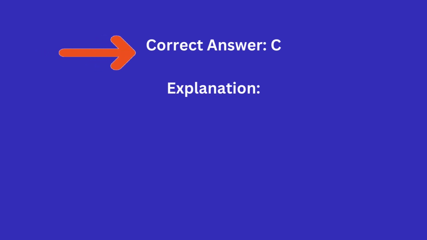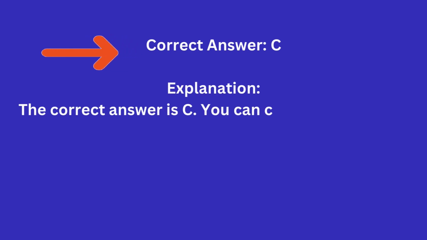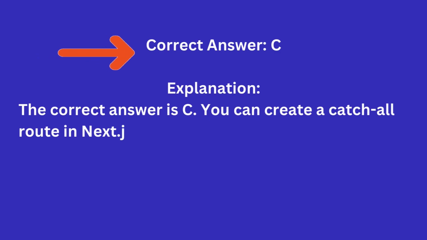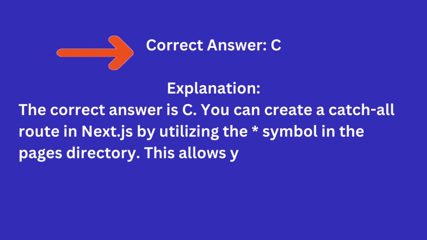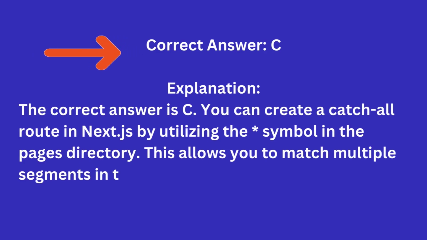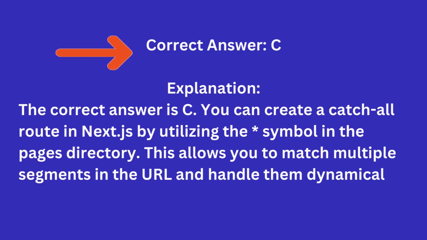Correct answer, C. Explanation. The correct answer is C. You can create a catch-all route in Next.js by utilizing the asterisk symbol in the pages directory. This allows you to match multiple segments in the URL and handle them dynamically.